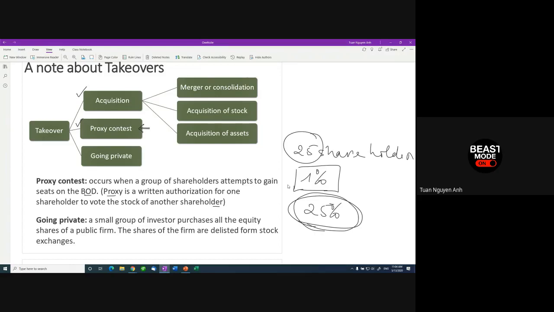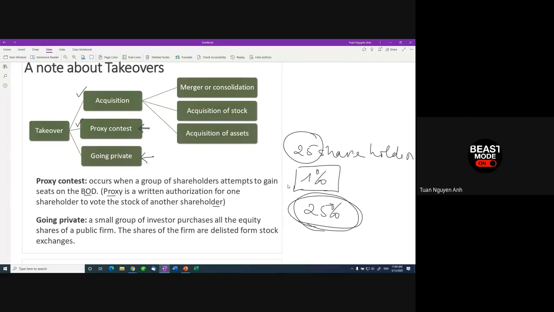Okay, so when they need a seat on the BOD, that is the takeover. They are still called a takeover because you are taking some right in the board of directors. And the going private, we already know about the going private. We turn our company from public to private. Yeah, that is the going private.